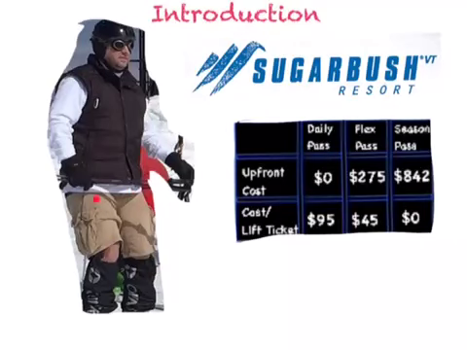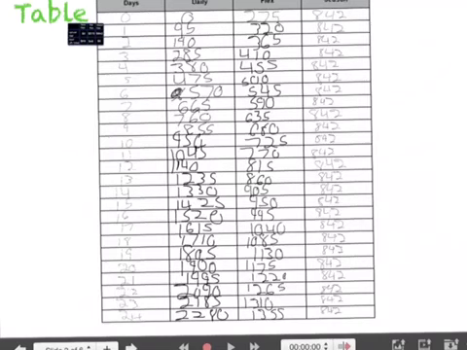Gary here wants to go skiing at Sugarbush, Vermont, but he doesn't know which ticket to buy. Let's help him figure out which tickets he wants to buy. This is a table to show how much each ticket costs.